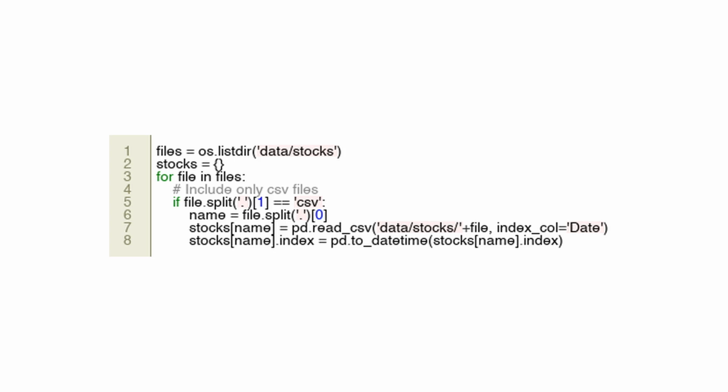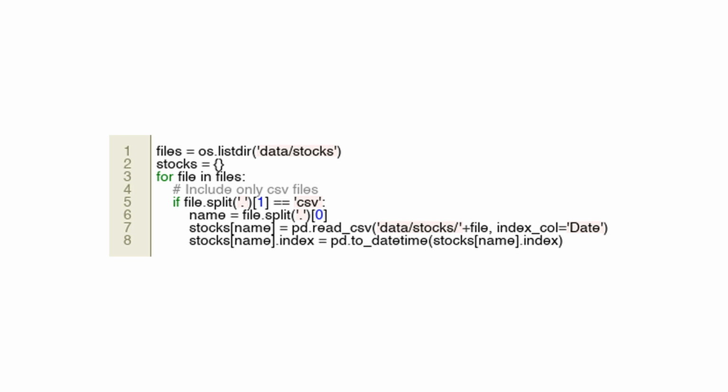This Python code snippet is designed to read multiple CSV files from a specified directory, in this case, data/stocks, and then to process and store their contents into a dictionary. The script starts by using the os.listdir function to get a list of all files within the data/stocks directory. It then initializes an empty dictionary named stocks, which will be used to store the data from the CSV files.